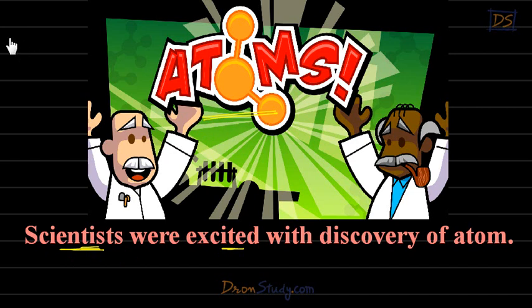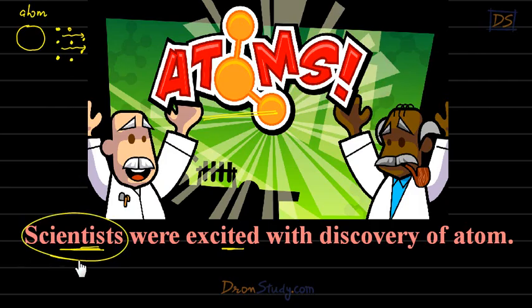Now, in some of the experiments, they found something like this. Say this is an atom. It is very small in size, students. In some of the experiments, it was found that some very small particles were coming out of the atom. You understand? In some of the experiments, scientists found that some very small particles were coming out of atoms, students. And these small particles were called subatomic particles.